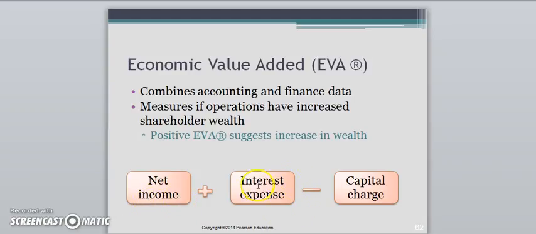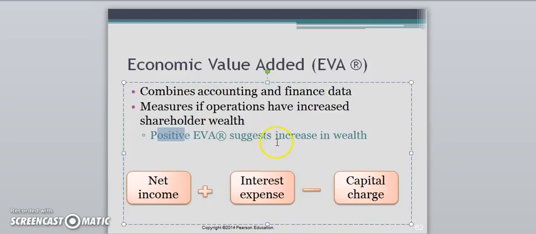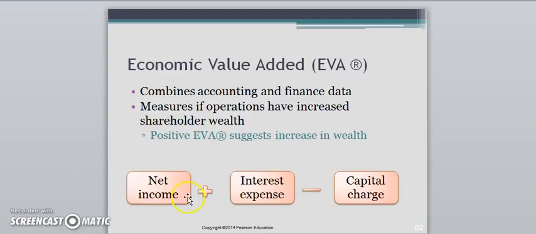From the financial statements, you already have your net income plus your interest expense. So you add these together, you subtract the capital charge, and you want basically a positive number, because a positive number says your investment has paid off, you've got a higher return. So net income plus interest expense, you subtract the capital charge.